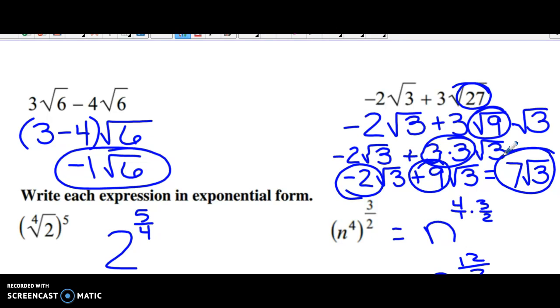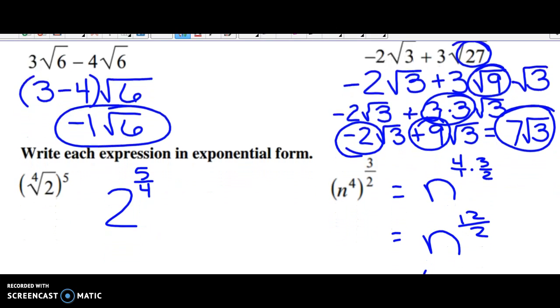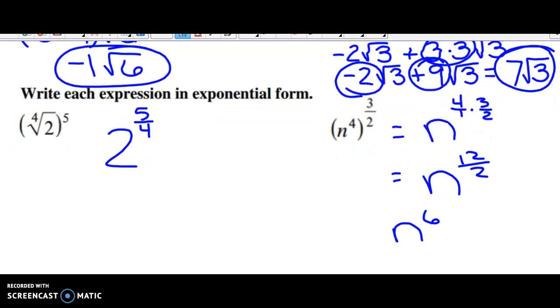All right, look on down here to the next one. Write each expression in exponential form. All right, the 5 goes on top and the 4 goes on the bottom. And that's about it. That's all you do. So it's 2 to the 5/4. Same thing with this one, but you've got to multiply the exponents. So I rewrote this as 4 over 1 because the exponent is just straight up 4.